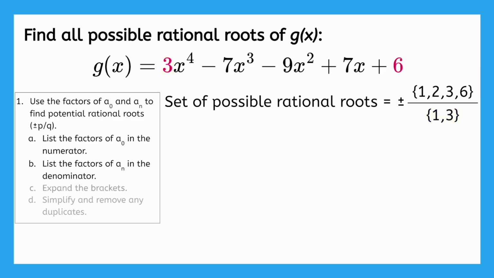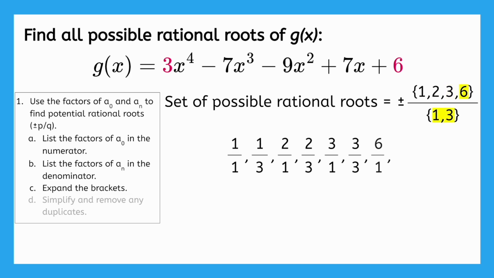Now we're ready to expand those brackets to see the fractions that will make up the set of possible rational roots. Work systematically, starting with the 1 in the numerator. That gives us 1 over 1 and 1 over 3. Moving to the 2, we get 2 over 1 and 2 over 3. Next is 3 over 1 and 3 over 3. Finally, 6 over 1 and 6 over 3.